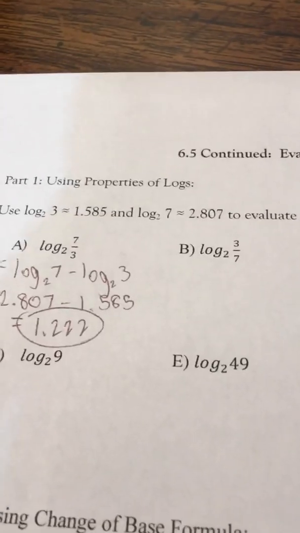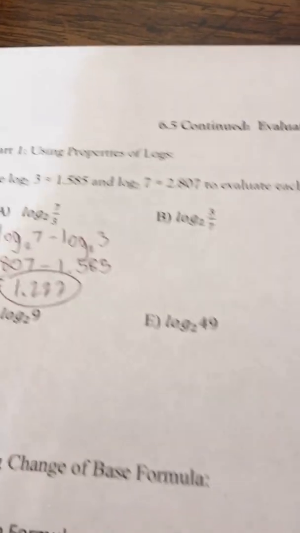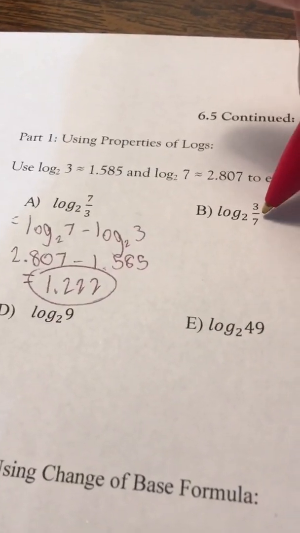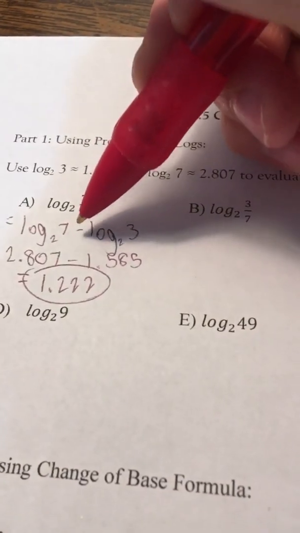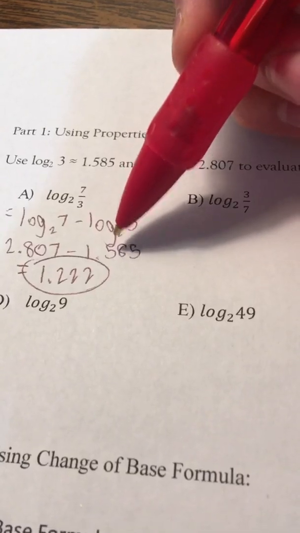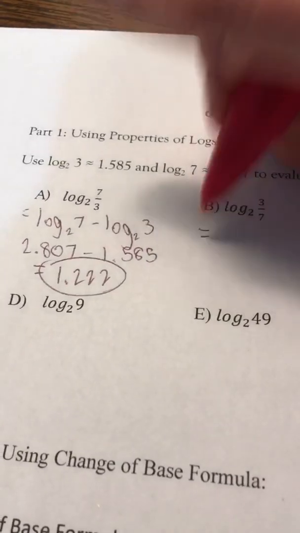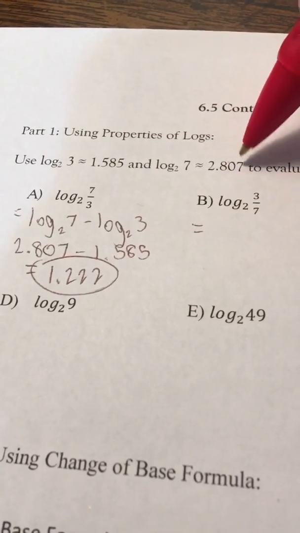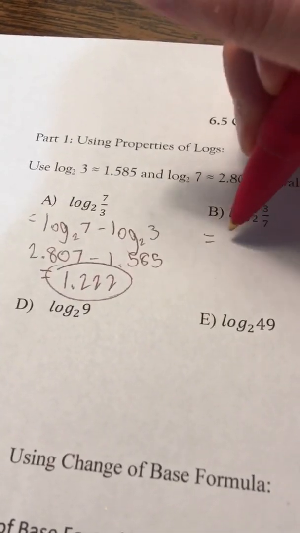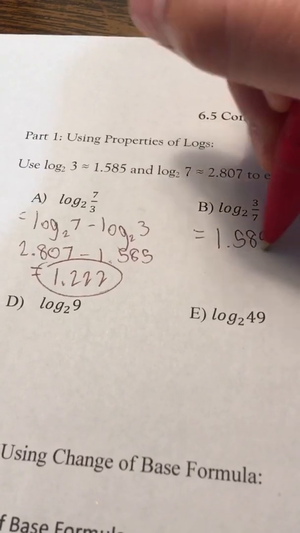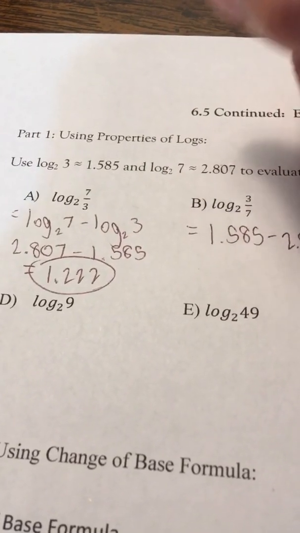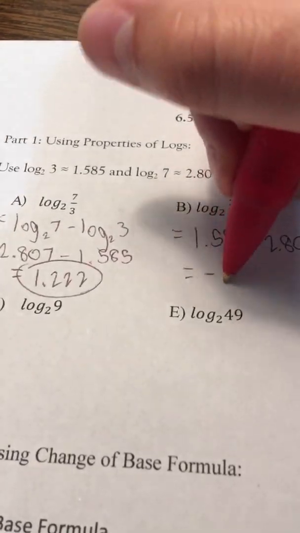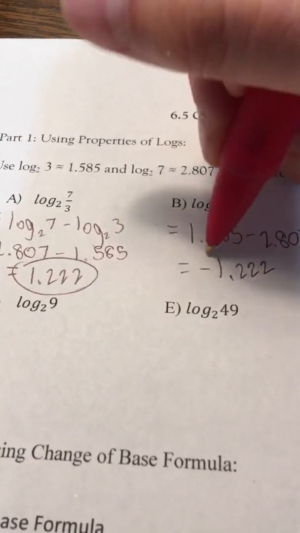All right, problem B. Very similar. It's asking for log base 2 of 3/7, 3 divided by 7. Again, it's division, so I can turn it into subtraction. I'm going to do the exact same thing. I'm just going to be subtracting, doing 1.585 minus 2.807. So it's going to be the exact same answer as last time, except it's going to be negative: negative 1.222.